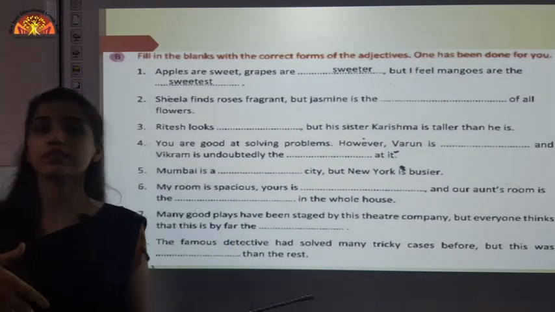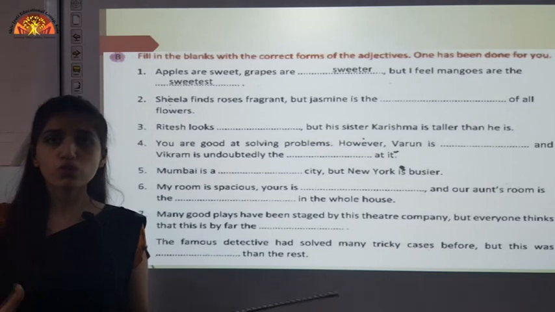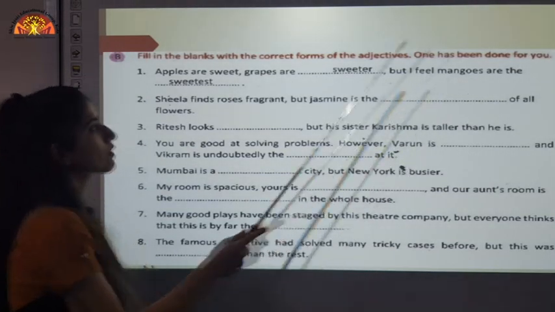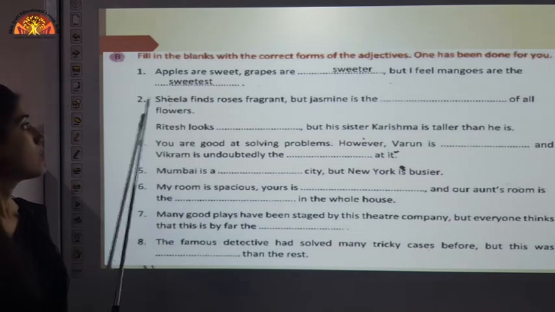So here we are comparing more than two nouns, more than two fruits over here. So we will be using the superlative degree. But I feel the mangoes are the sweetest.